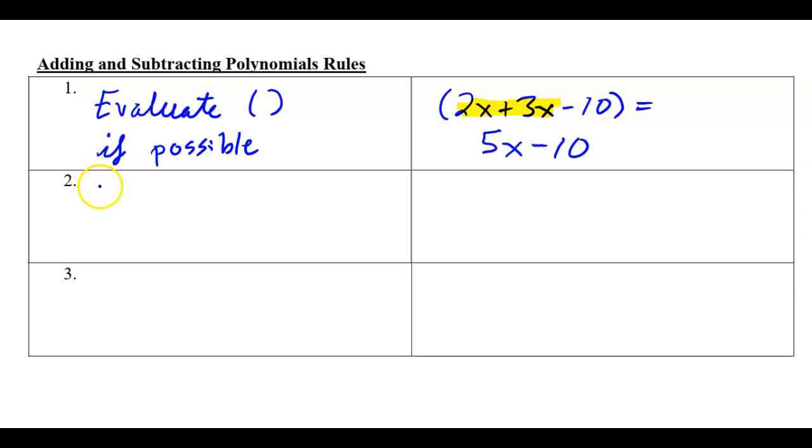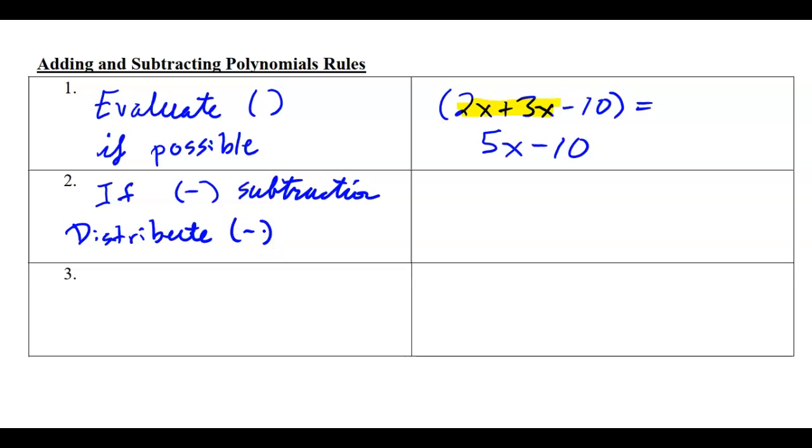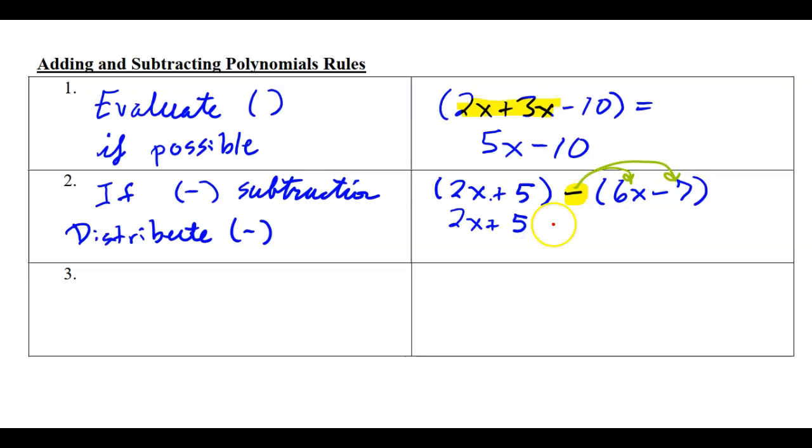Second, if it's subtraction, you want to distribute the negative. So with plus, generally you don't need to worry about this. With minus, if I have something like 2x plus 5 minus 6x minus 7, then the subtraction is saying subtract the entire number. So it's actually subtracting the 6x and also the minus 7. So when I subtract a set, what it does is changes the signs. So 2x plus 5, nothing to do there. And then because it's minus the polynomial, it's going to be minus 6x and then plus 7.